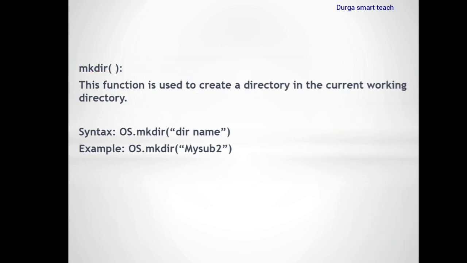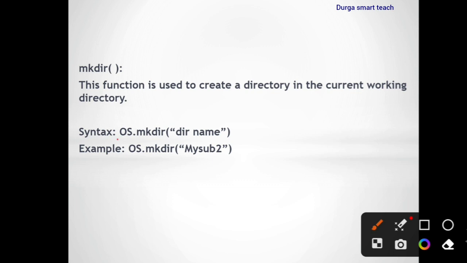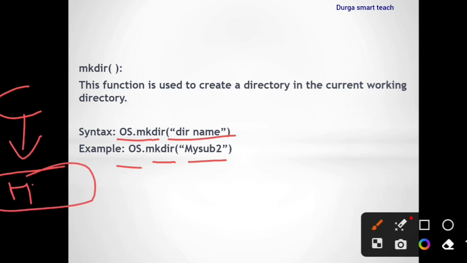Okay, so the syntax for make directory is os.mkdir, and next you need to give the directory name. The example is os.mkdir my sub2, so my subdirectory 2 is the directory name. For example, if you are working in C directory, then it will create one more subdirectory, and that subdirectory name is my sub2. In this way you can create one subdirectory.